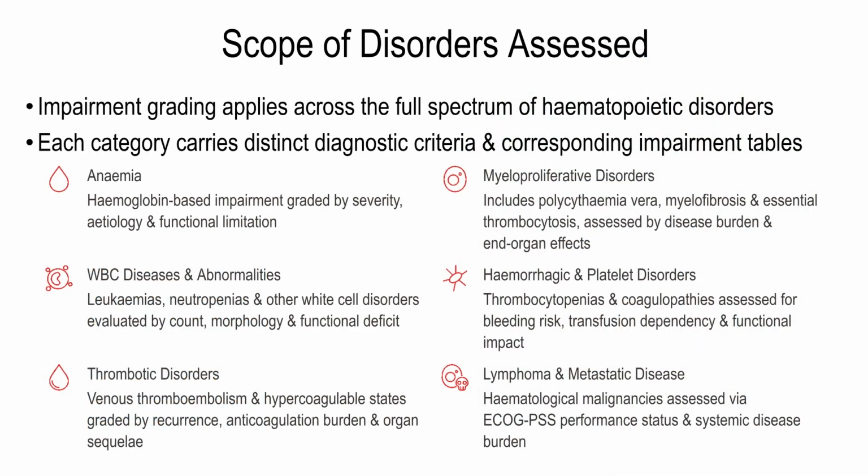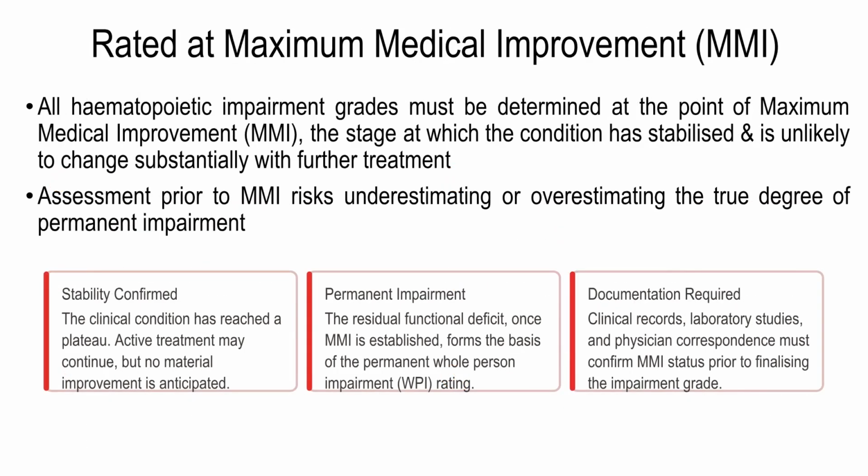Impairment grading covers the full spectrum of hematopoietic disorders, each with distinct diagnostic criteria. Categories include anemia, myeloproliferative disorders, WBC diseases, hemorrhagic and platelet disorders, thrombotic disorders, and malignancies. All impairment grades must be determined at maximum medical improvement, or MMI, when the condition has stabilized. Assessment before MMI risks inaccurately rating the true degree of permanent impairment.